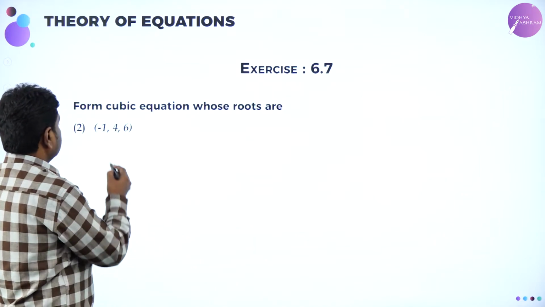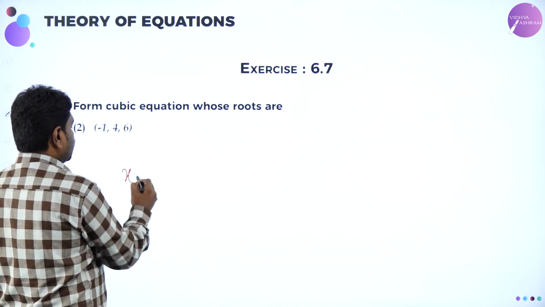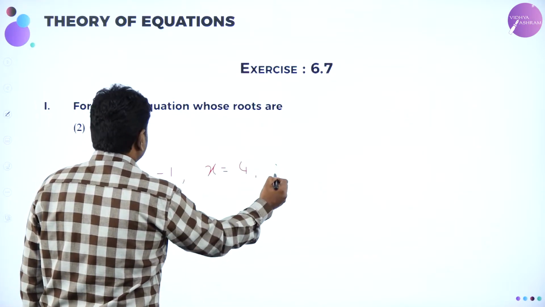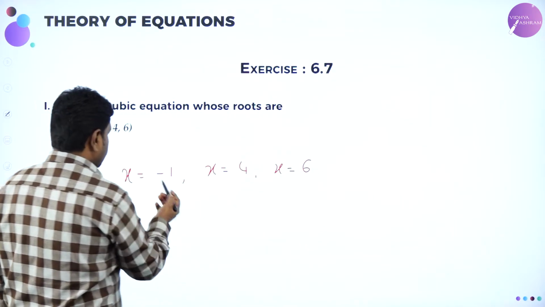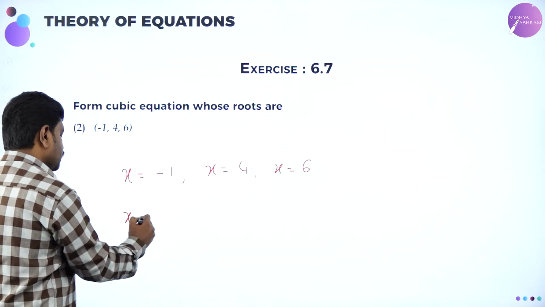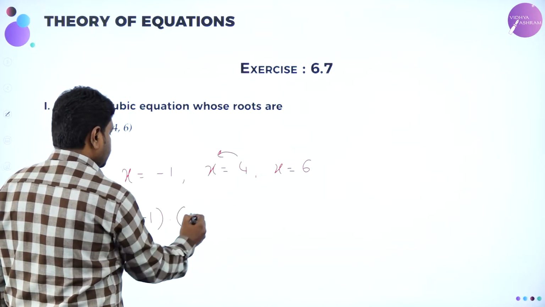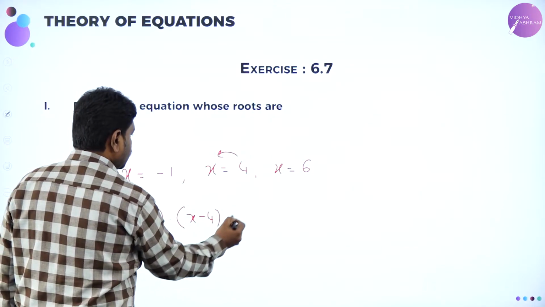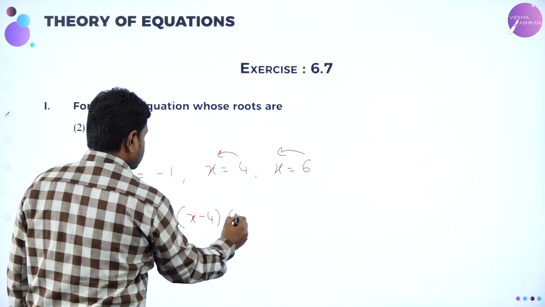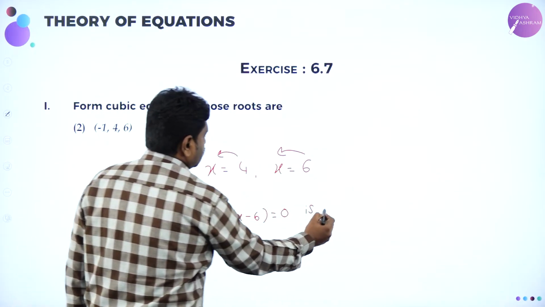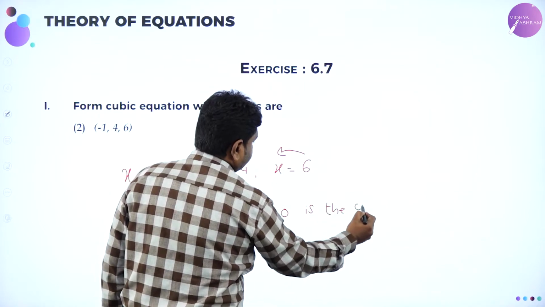So second question: minus 1, 4, 6. One of the roots is x is equal to minus 1. Other root is x is equal to 4. Other root is x is equal to 6. So bring this to this side: x minus 1 becomes x plus 1, into x minus 4, into x minus 6 is equal to 0. This is the cubic equation.